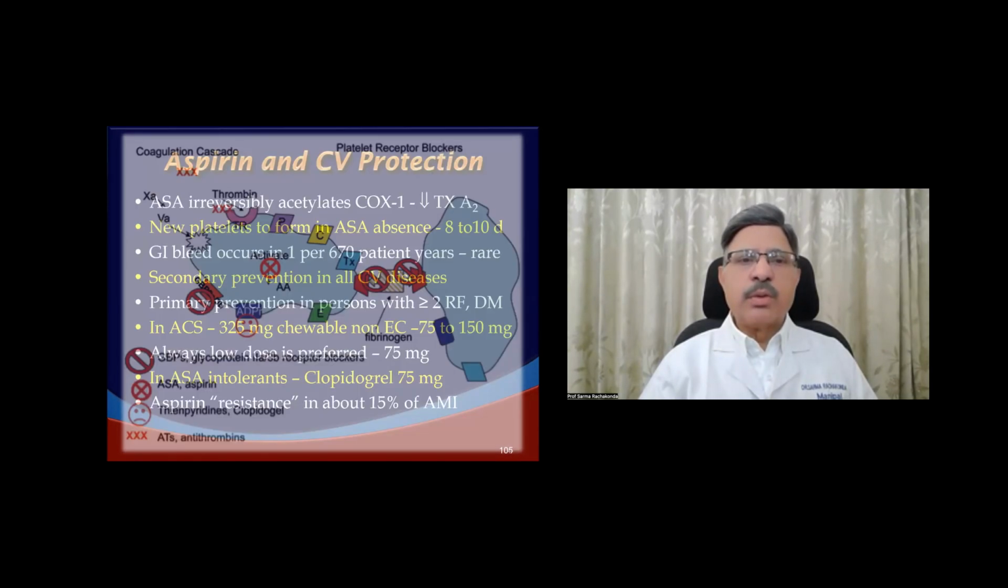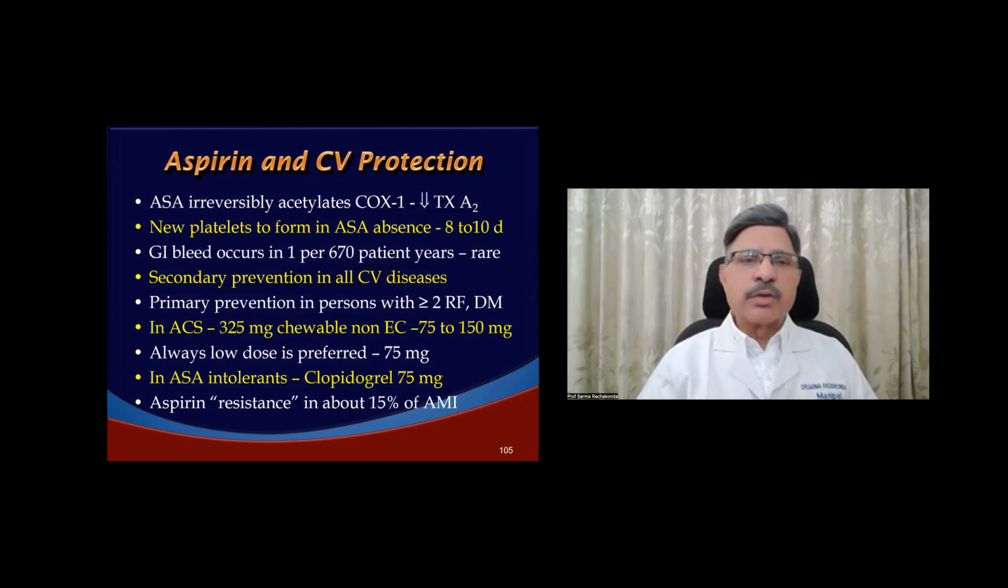So now let's go to aspirin and cardiovascular protection. Aspirin, acetylsalicylic acid, irreversibly inactivates cyclooxygenase 1 and decreases thromboxane A2. What is this irreversibly? The life of the platelet is around 5 to 8 days. So if you are using aspirin, the effect will be there on all the circulating platelets. New platelets, of course, will not be affected by the aspirin.